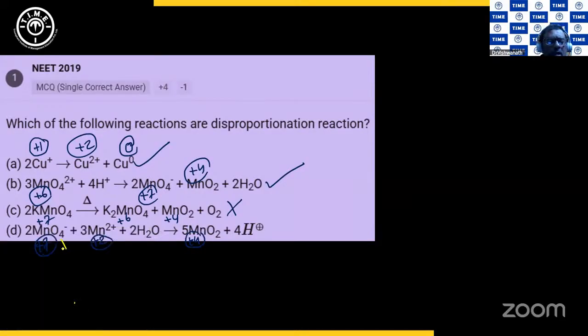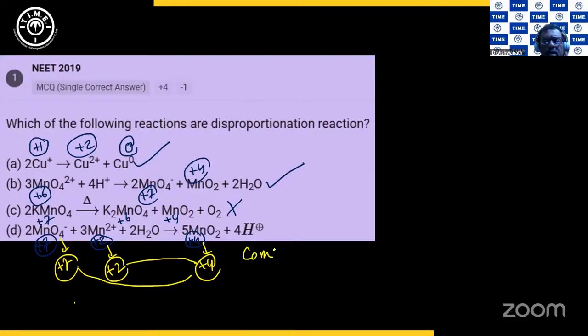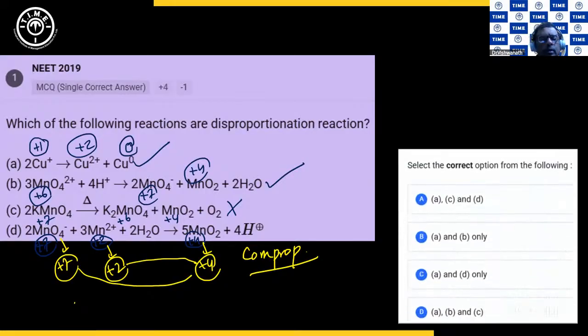This is how much? This is +7. This is +2. And together they're going to turn into +4. So for 2 there is a rise, but for 7 there is a fall. So this is a comproportionation reaction. Clear? So only A and B are disproportionation reactions. C is neither disproportionation nor comproportionation, but it is a redox reaction. So A and B only, option B it is. Clear?